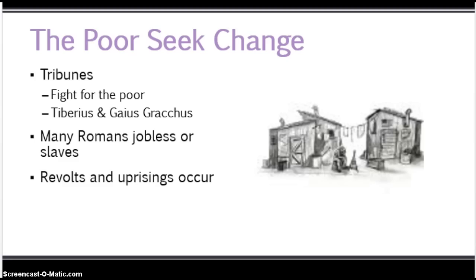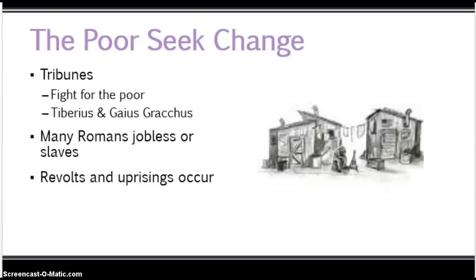As a result, the poor are going to look for change. You have the tribunes, remember, that are going to fight for the poor or the plebeian class. Tiberius and Gaius Gracchus, two brothers who really fought for the rights of the plebeians. Due to their efforts of fighting for the plebeians, they end up getting assassinated by members of the Senate.